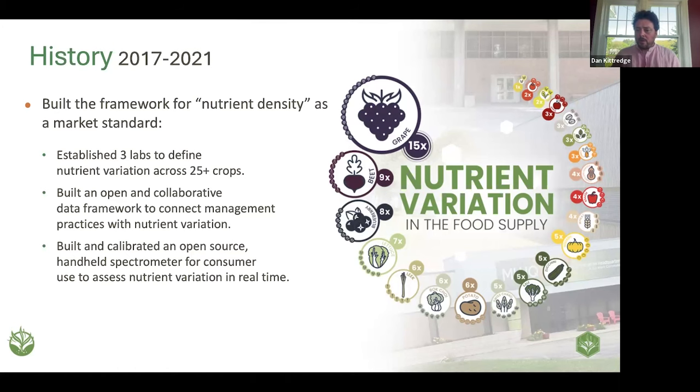Second question, if nutrient variation is dramatic in food, what causes it? Is it connected to the variety of the plant? Is it connected to the soil type? Is it connected to the fertility program? Perhaps it's the climate zone. Is it how close you were from harvest to shelf? What are the dynamics that correlate with increased nutrient levels?